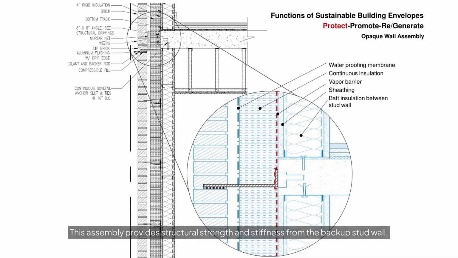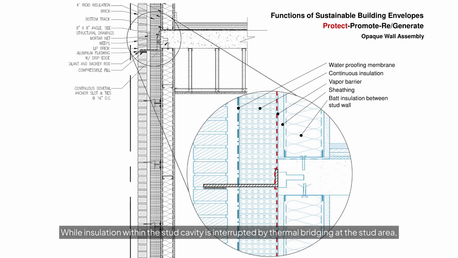This assembly provides structural strength and stiffness from the backup stud wall, fire resistance, as well as moisture and air resistance. In an opaque wall assembly like this detail, insulation can be placed both within the stud zones and as continuous exterior insulation, or exterior insulation only, depending on wall depth constraints and energy performance requirements.